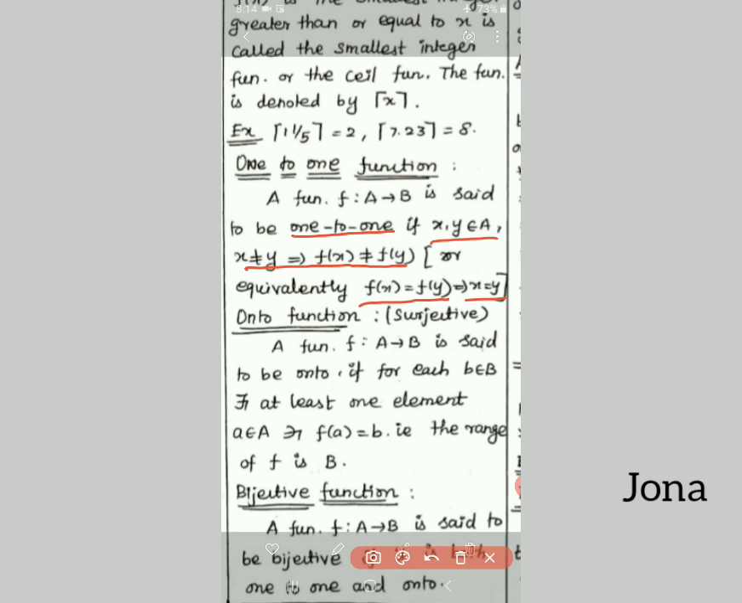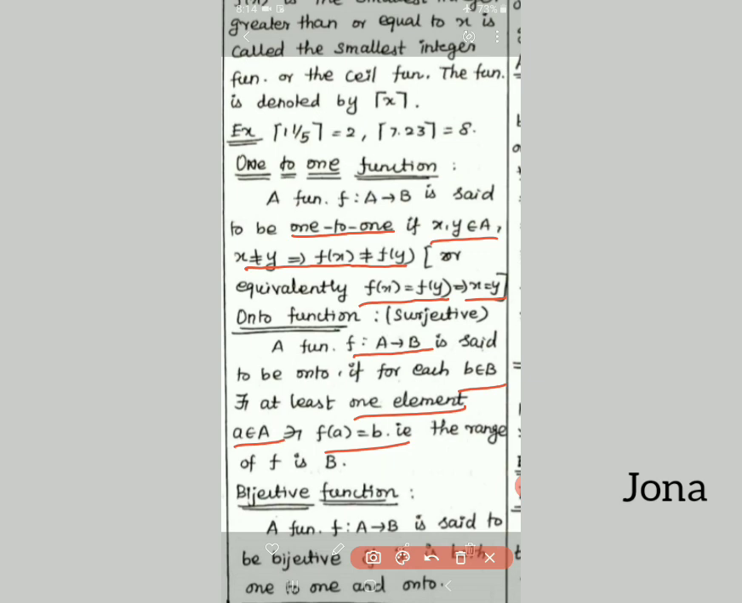Okay, the next one, onto function. A function f from A to B is onto if for each b belongs to B, there exists at least one element a belongs to A such that f of a equal to b. That is, the range of f is B.